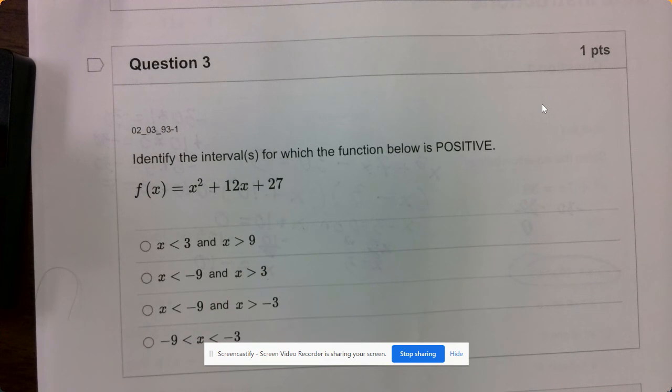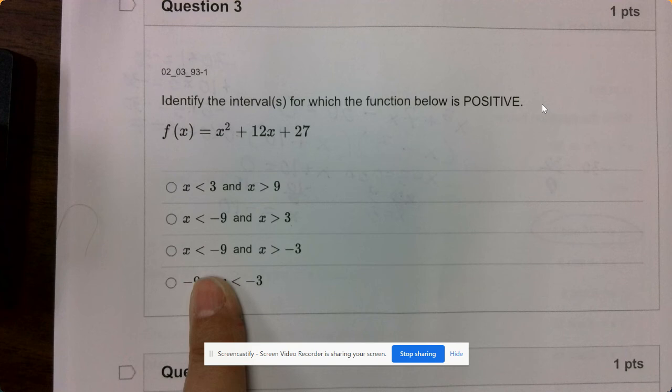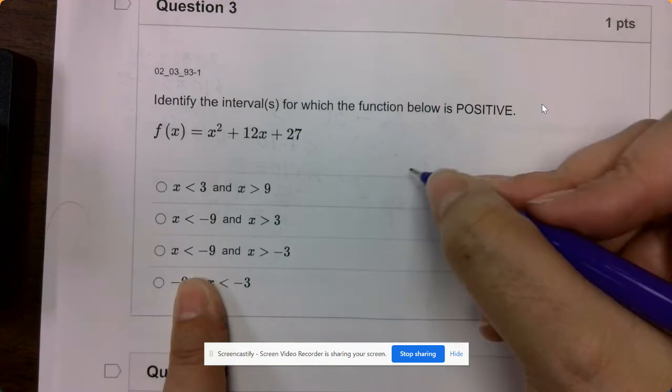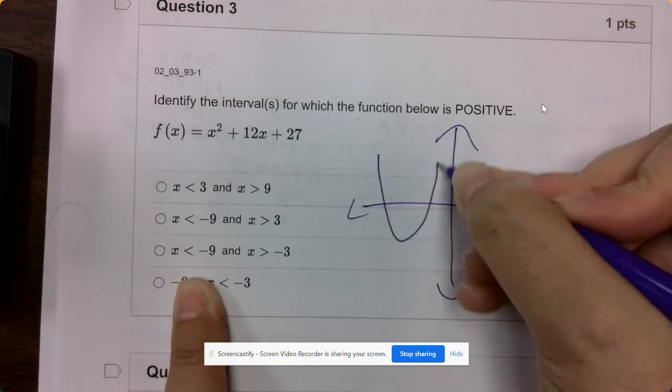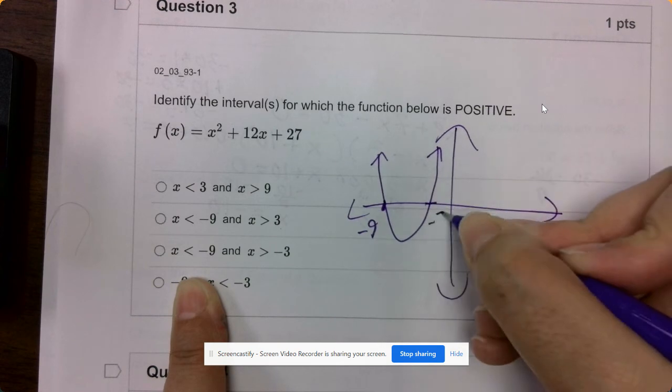Okay, everybody, do you see right here? So it's at negative 9 and negative 3. So it's going to be less than negative 9. Okay, so everybody, our graph. I'll do a quick sketch of it. Okay, so right here, everybody, is negative 9. Right here is negative 3.